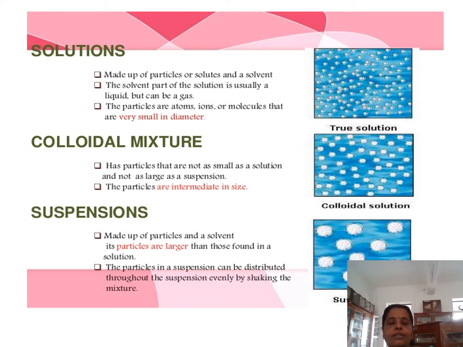What are suspensions? Suspensions are made of particles and a solvent. Its particles are larger than those found in a solution. The example given for suspension is the soil mixture. The particles in a suspension can be distributed throughout the suspension evenly by shaking the mixture.